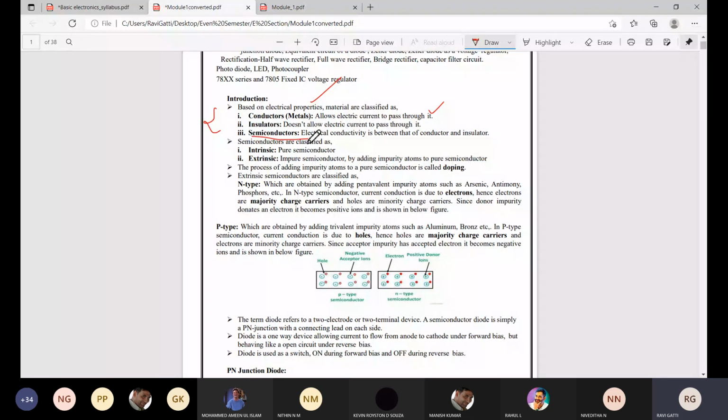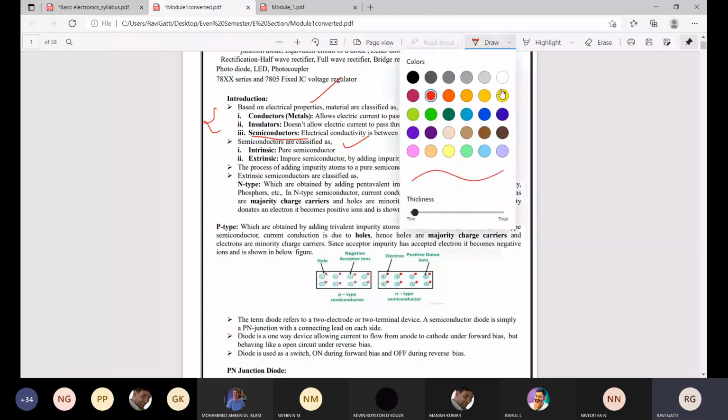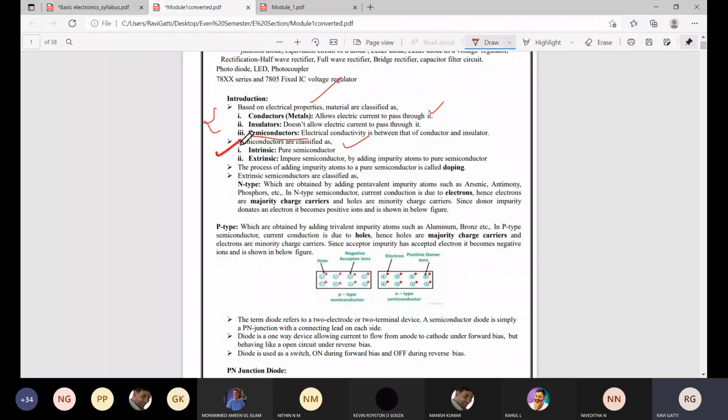In module number 1, we will mainly concentrate on these semiconductors. What do we mean by semiconductors, and how can we make use of them in the implementation of electrical circuits? We will be checking that. Generally, there are two types of semiconductors: one we call intrinsic semiconductors, and the second we call extrinsic semiconductors.